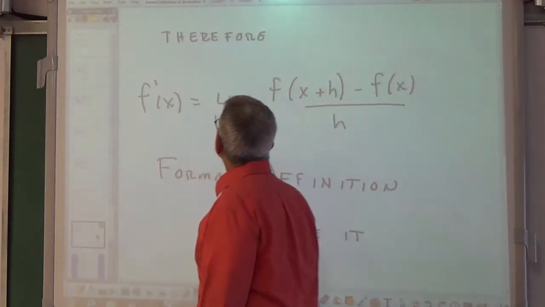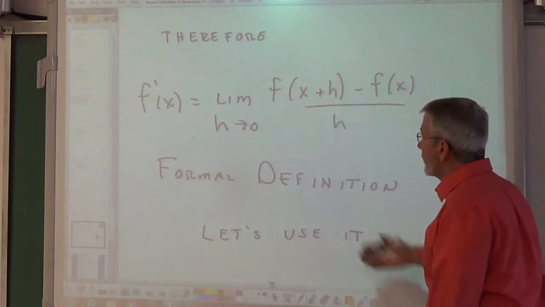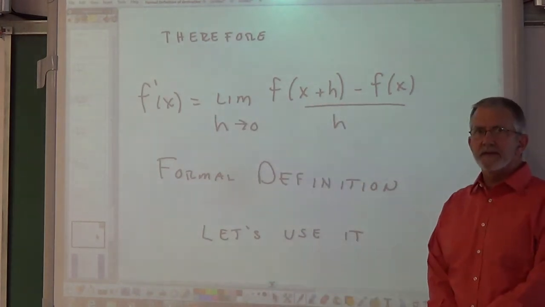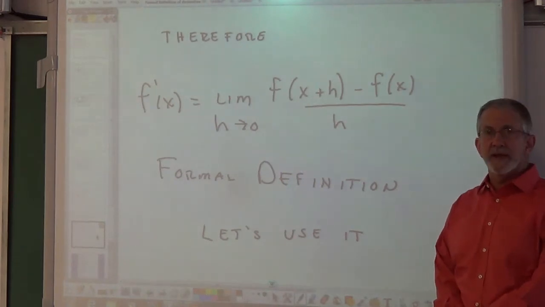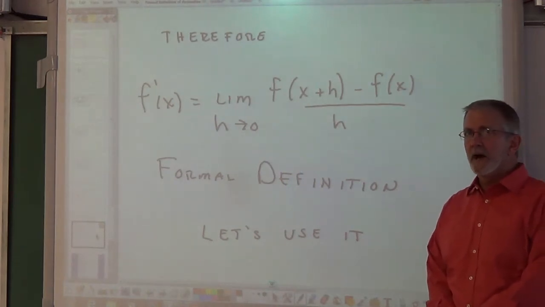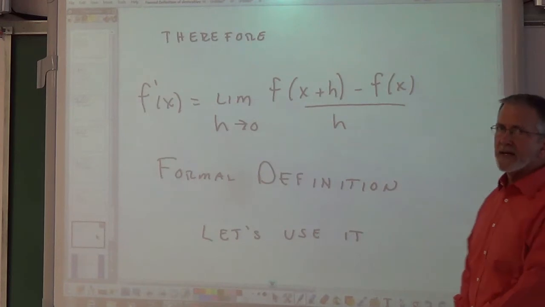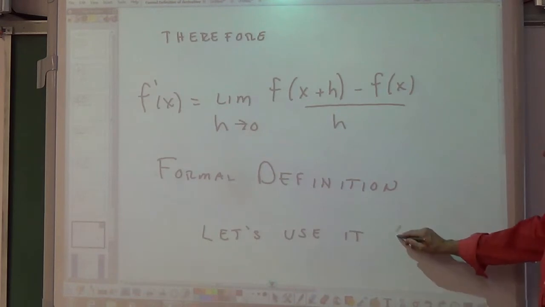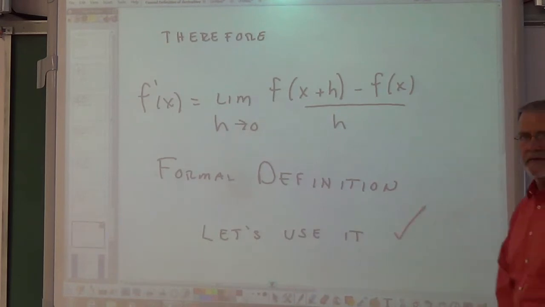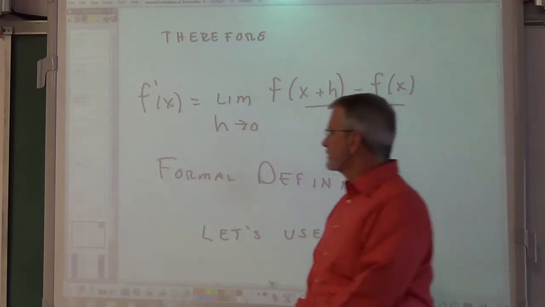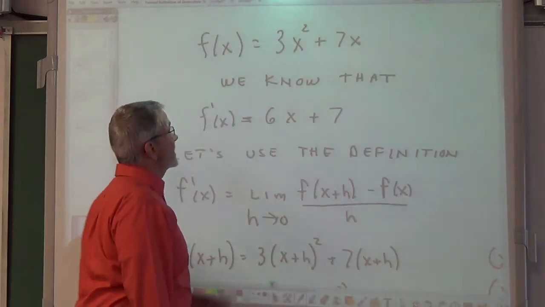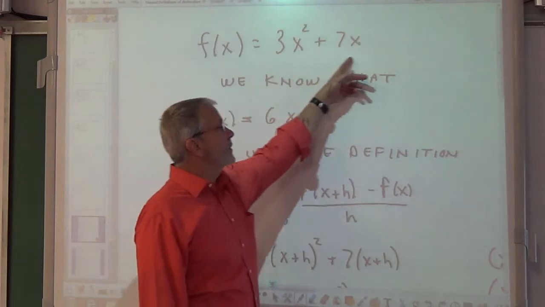Example number 1. Therefore, this is the formal definition of the derivative. F prime of x is equal to the limit as h goes to 0 of f of x plus h minus f of x divided by h. Formal definition. Let us use this formal definition. Okay, so let's start with an example. And here's the example. F of x, 3x squared plus 7x.